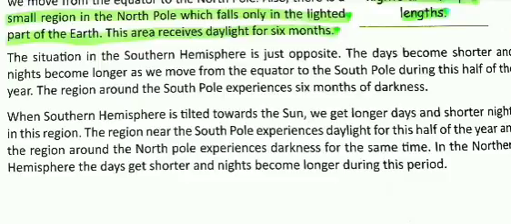When the southern hemisphere is tilted towards the sun, we get longer days and shorter nights in this region. The region near the South Pole experiences daylight for this half of the year, and the region around the North Pole experiences darkness. Exactly the opposite happens. For the same time, in the northern hemisphere, the days get shorter and the nights become longer during this period.